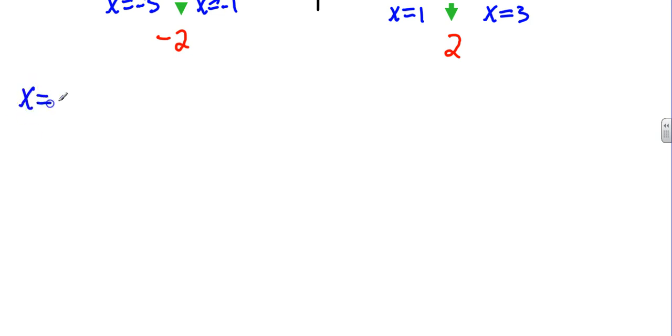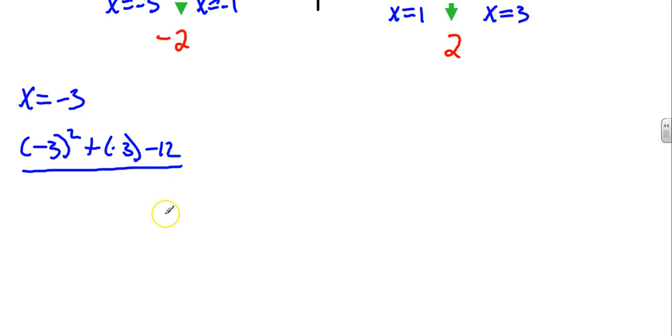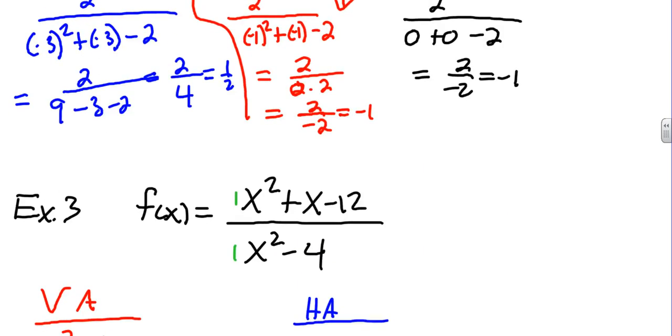So we're going to do -3. So that's going to be -3 squared plus -3 minus 12 divided by -3 squared minus 4. Sure I have that written down right. Yeah.